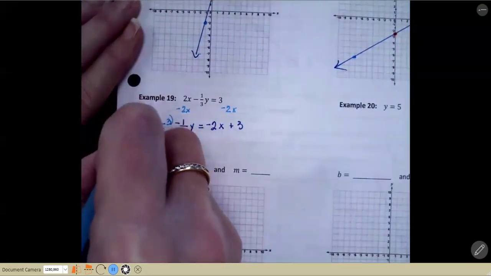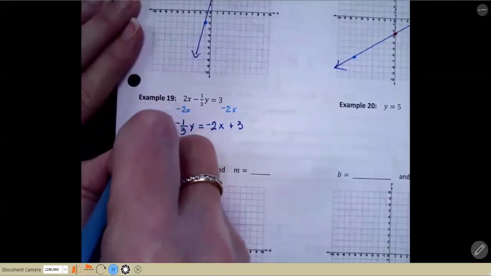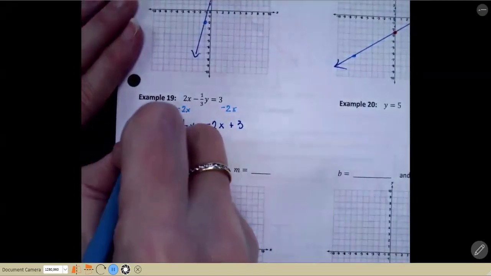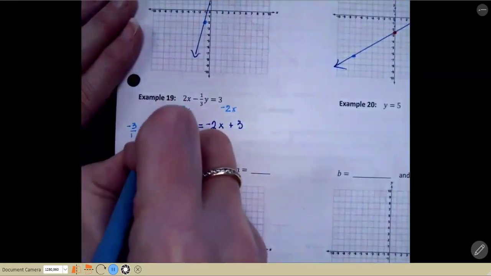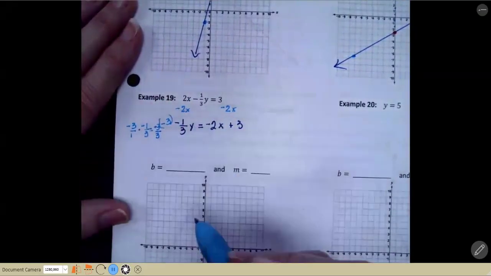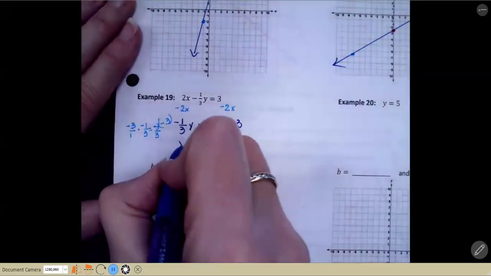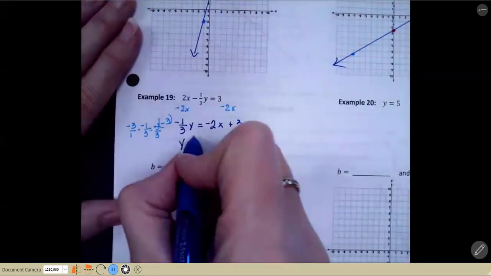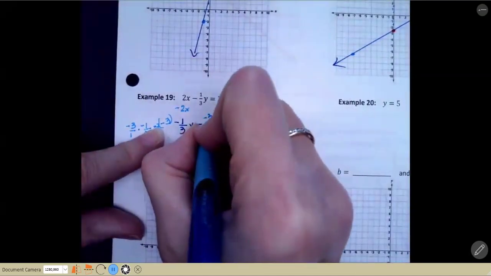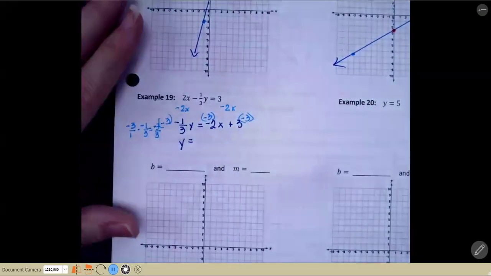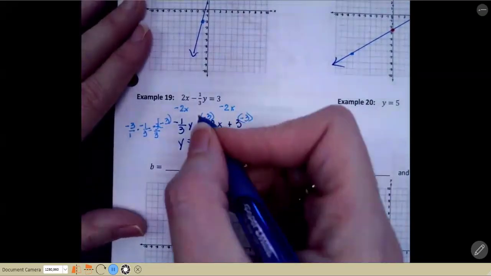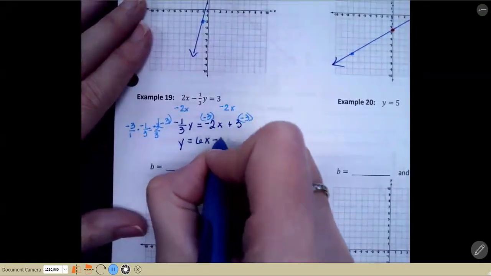So if you think about it over here, -3 over 1 times -1/3, okay? This becomes +3 because a negative times a negative is a positive, 3 over 3, which is just 1. So we end up with just y right here, or a 1y. If I multiply this by a -3, that means I have to multiply my -2 by a -3 and my 3 by a -3, okay? So I end up with y equals 6x minus 9.